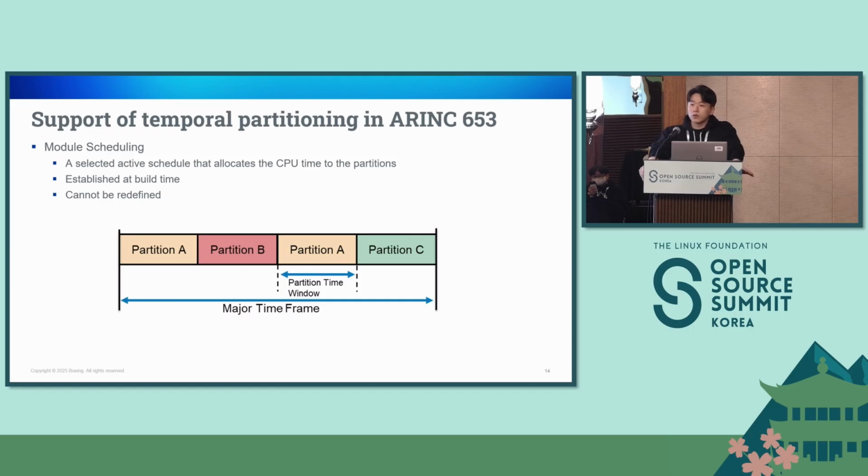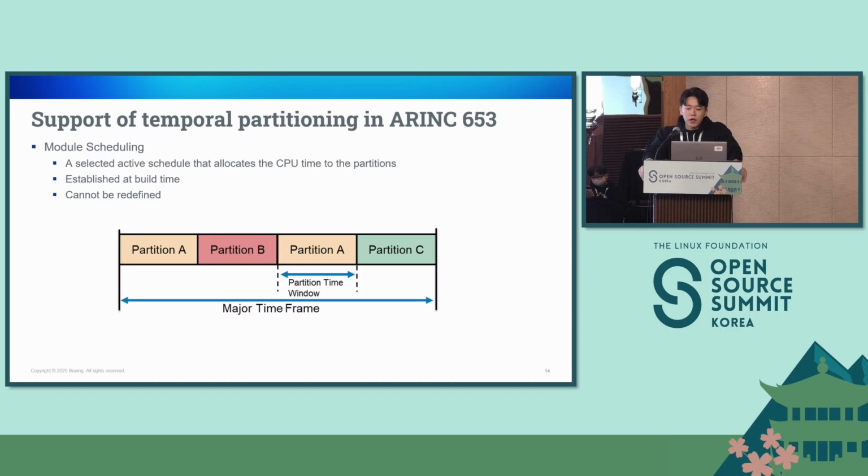Let's begin with modular scheduling. Modular scheduling refers to the scheduling of partitions across cores. It defines when and for how long each partition is allowed to run within a fixed repeating cycle called the major time frame. The major time frame is divided into time windows, each assigned to a specific partition. The modular scheduler manages this schedule, ensuring that each partition gets its allocated CPU time in a deterministic and repeatable manner.